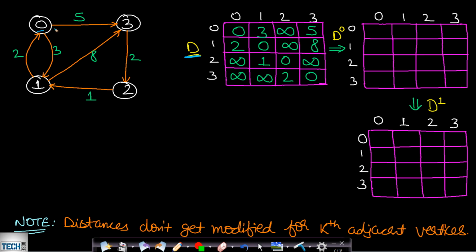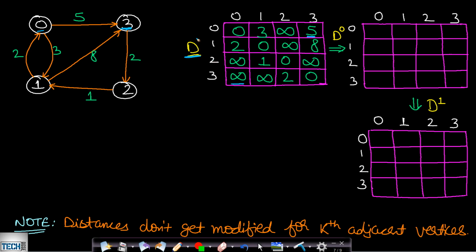Now in this case, for 0 to 3 the value will be 5. So for 0 to 3 the value is 5 here, but from 3 to 0 it will be infinity, because there is no direct edge from 3 to 0. By adjacent, I do not generally mean that it is side by side, but I mean that there is a direct edge from the given node to the destination node. So in this case, from 3 to 0 there is no direct path, therefore for 3 to 0 we will have the value infinity. I hope you understood it. Now there are no self loops, so all the diagonal values will be 0. So this is also one point to remember.